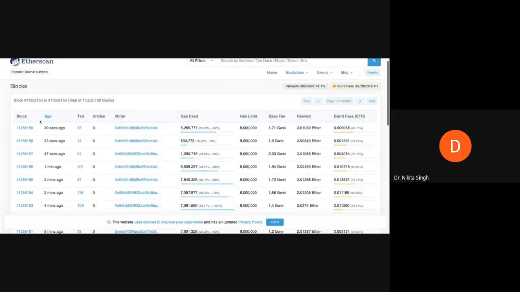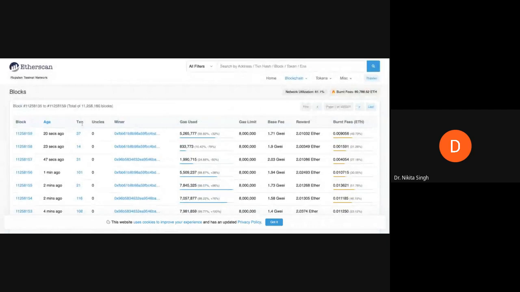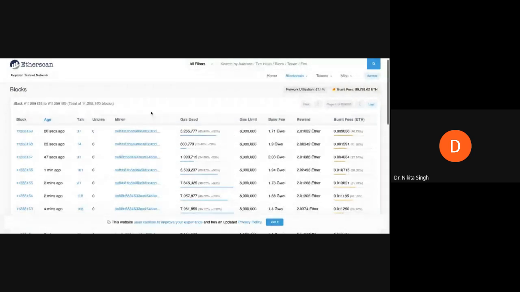You can see here all the transactions that are present. These are the transaction numbers, and we'll see what they mean. This is the block number in which the transaction is present. Then it gives the age of the block, that is how long ago the block was mined in which this transaction is present. The gas used, the gas limit, we'll see all of these when we talk about gas and ether gas payments, etc.